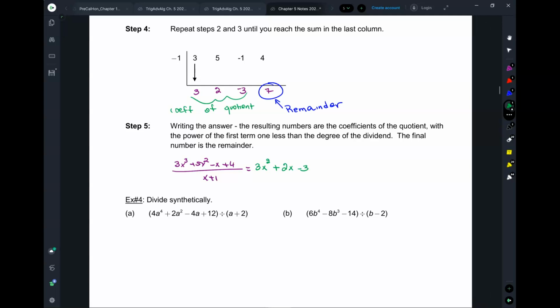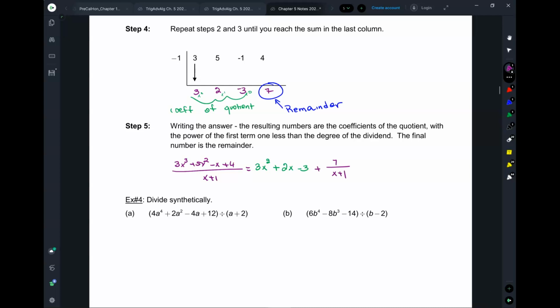Another way to do it is, these are the coefficients of the quotient. You started with x cubed, it's going to go down 1, so you're going to have an x squared, an x to the 1, an x to the 0 here. Okay, now we're not done yet. We still have a remainder. The remainder is 7, so you do plus 7 over x plus 1, the divisor. Okay? All right, so let's do a couple more.